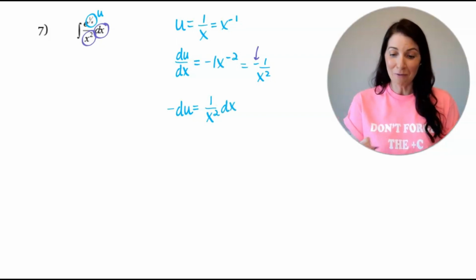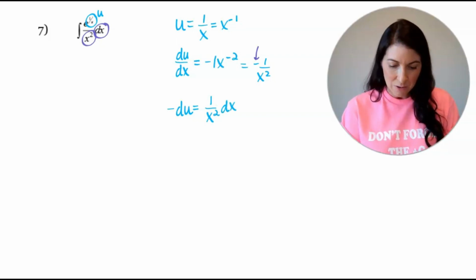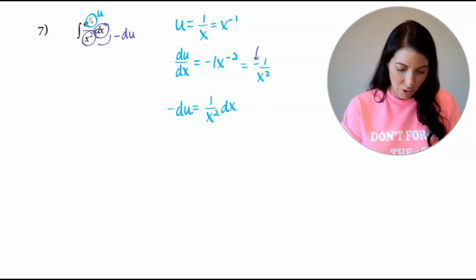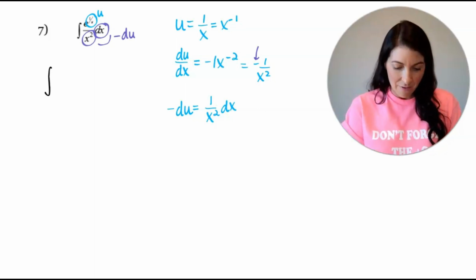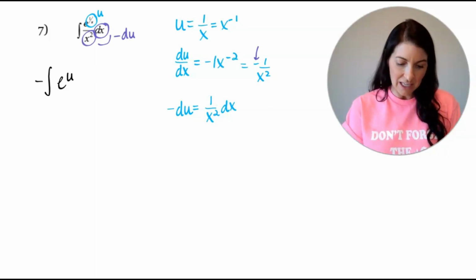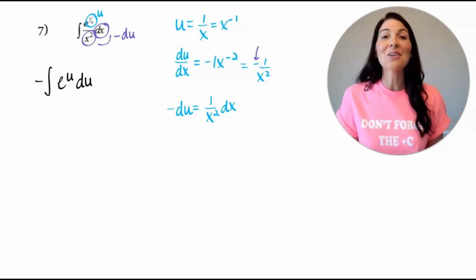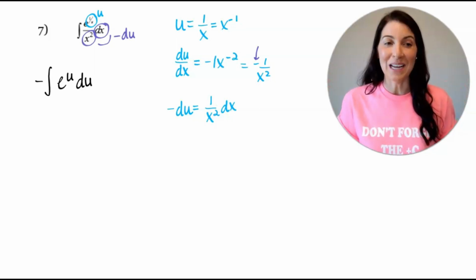And then I do have what I have in purple, and I can replace what I have in purple with negative du. So my new integral, written only in terms of u, would be e to the power of u and then a negative du, but I'm going to put the negative sign out in front and then the du inside the integral. And look at that. That is a much simpler integral.